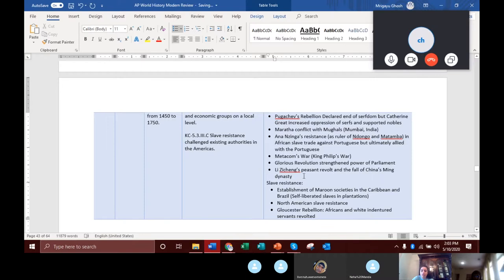Wait, where is that? It's not in the PowerPoint. I think it is in my book. I'm checking the PowerPoint right now. Oh, I see. It's in the book. It's on the next slide because it said the Manchu supported the rebellion of Li Zicheng. Okay. Also, my dad is talking really loudly. It's okay. It's all good.